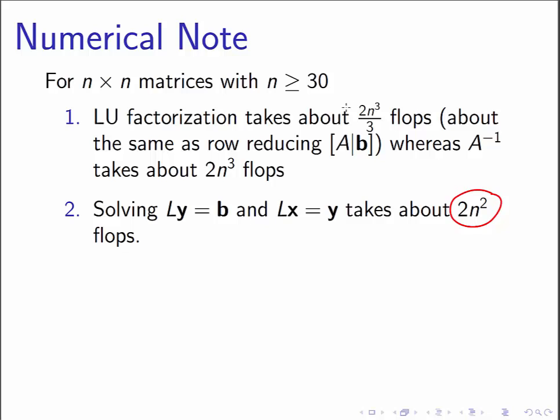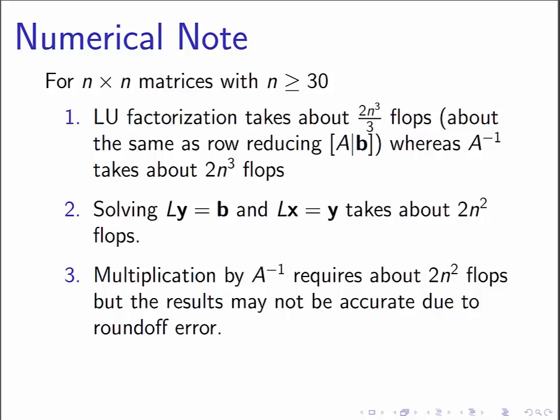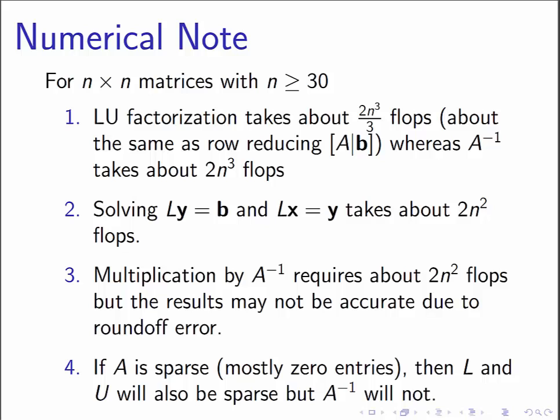Solving systems of equations with L and U takes about 2n squared computations. And again, to put something into row echelon form would take about 2n cubed over 3, so it takes a lot less computation. We saw that in the last video. Multiplication by A inverse requires about 2n squared flops, but the results may not be accurate due to round-off error. And lastly, which is also very important, if A is sparse, where most of the entries are zeros, which in a lot of applications we have sparse matrices, then L and U will also have lots and lots of zeros, but A inverse will not.